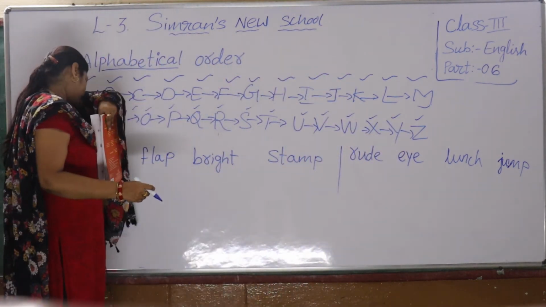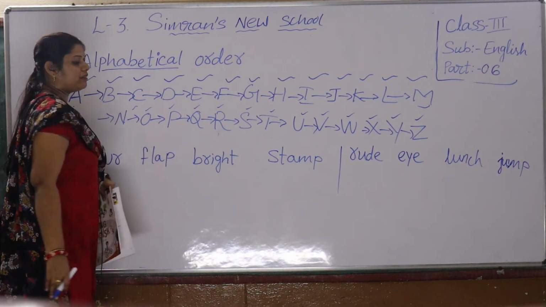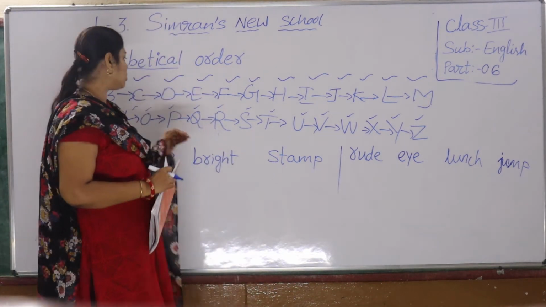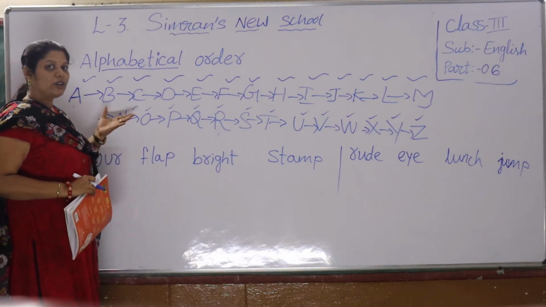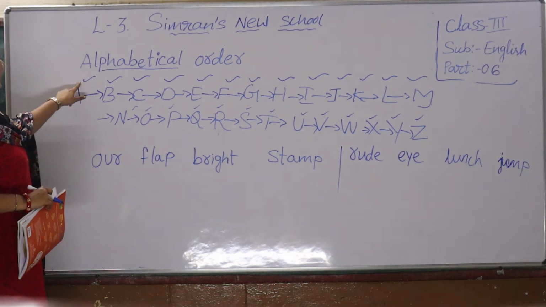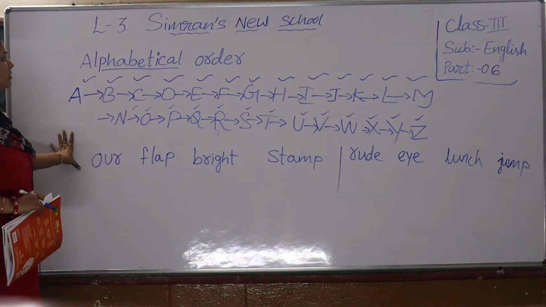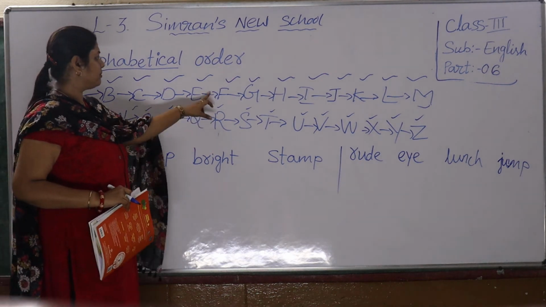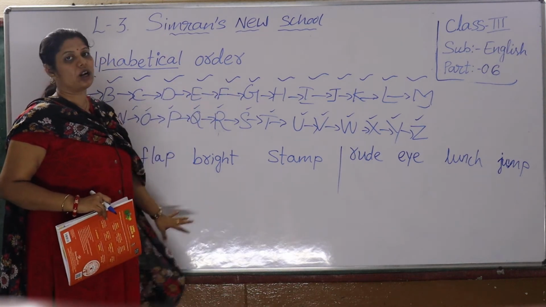You know, it's a very beautiful game also. Here some words are there. You have to arrange them in alphabetical order, means according to the dictionary. You have to write the word with A first. Suppose A is not there, then whichever comes first in this order, you have to write that first. Then follow the next order like that.